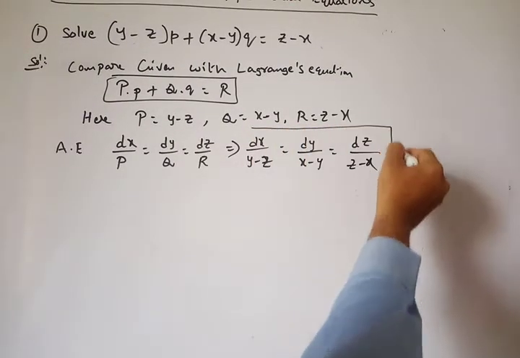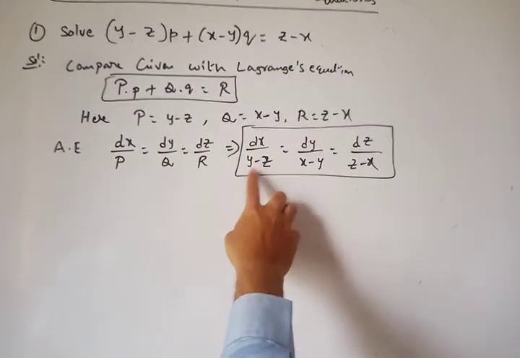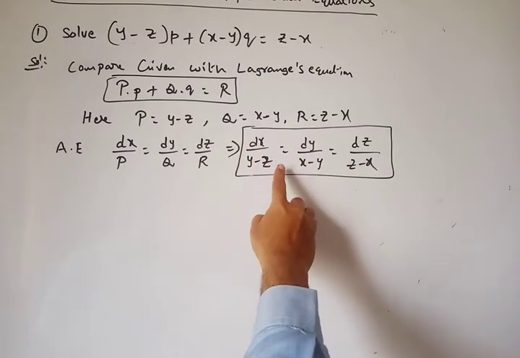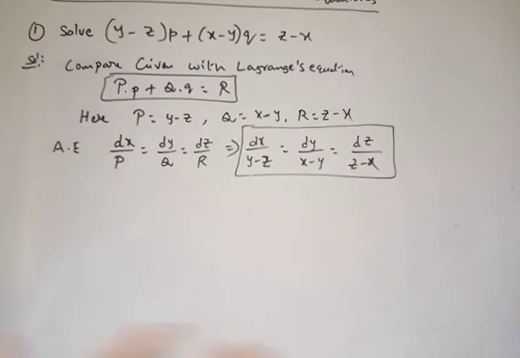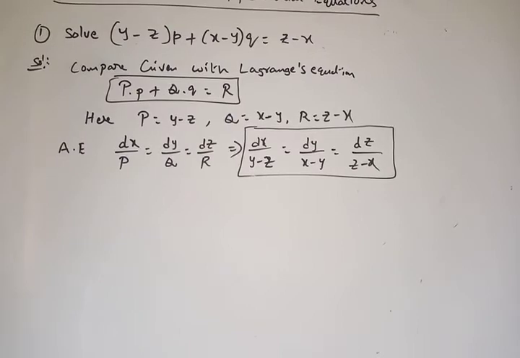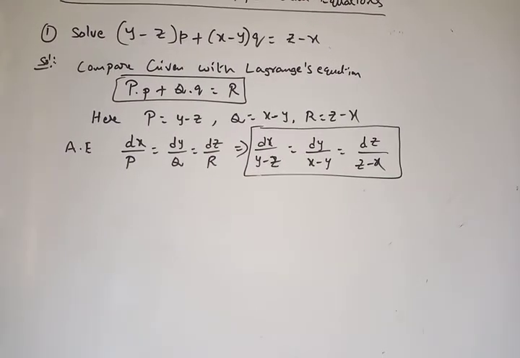Now you need to take any two equations and integrate for C1 and C2. See here, if I take these two equations, we have dx and dy, but here we have z terms, so it is not possible. If I take these two, we have dy and dz, but x terms are there. It is not possible to use the method of grouping here. When the method of grouping is not possible, then you need to go for the method of multipliers.